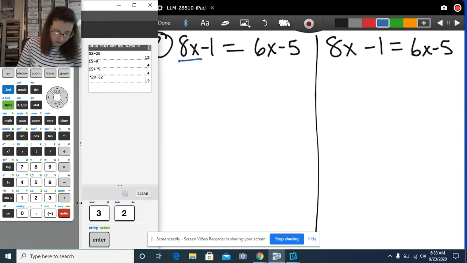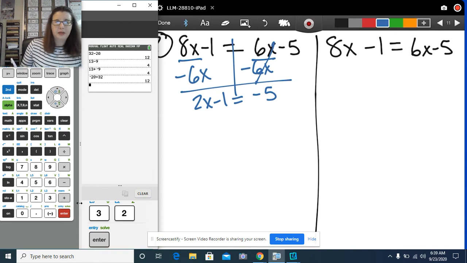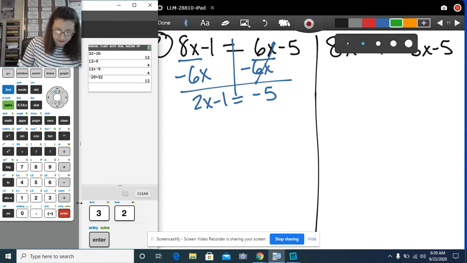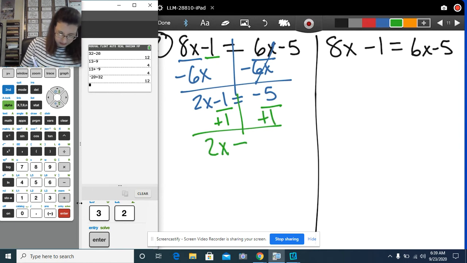I'm going to start by moving all of my x's to one side. I'm going to subtract 6x from this side, and I'm left with 2x minus 1 is equal to, these cross each other out, a negative 5. Now, the opposite of a negative 1 is a positive 1. So I'm going to add 1 to both sides. And I've got 2x is equal to.